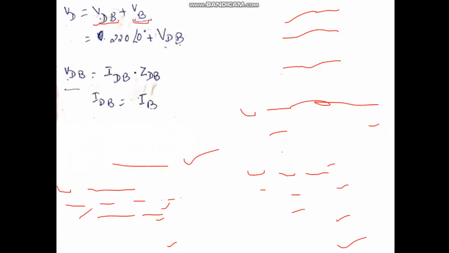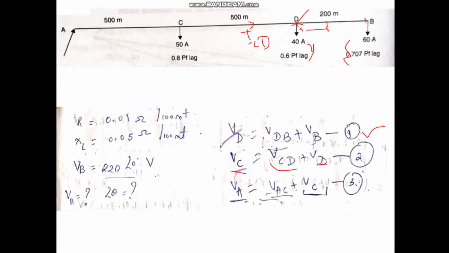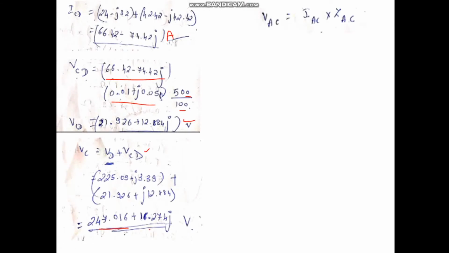If you see equations 1 and 2, we have calculated VD and we have calculated VC. Now we are left with the calculation of VA, which is the question asked. To solve this expression, I already have VC with me. I need VAC. VAC again in a similar way is IAC into ZAC.